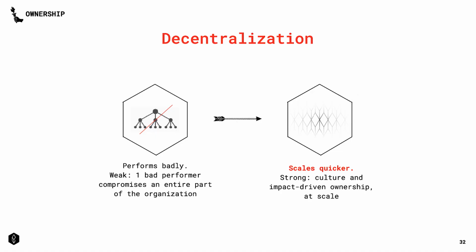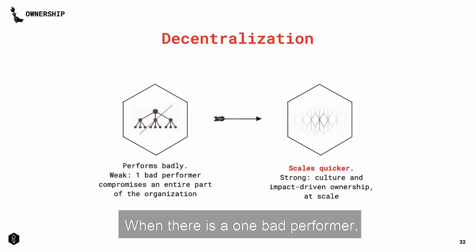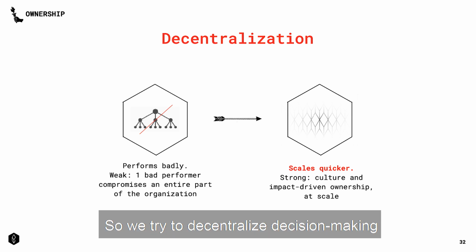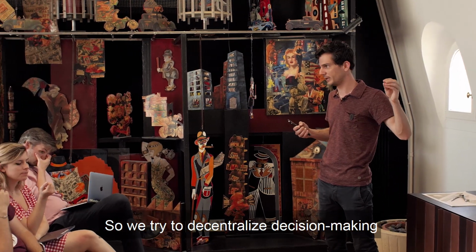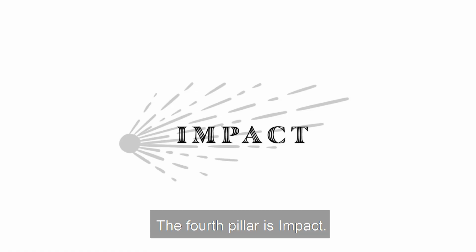We decentralize. Because with the traditional chain of command, it performs badly. When there is one bad performer, an entire part of the organization is compromised. So we try to decentralize decision-making as much as possible because it scales quicker. The fourth pillar is impact.